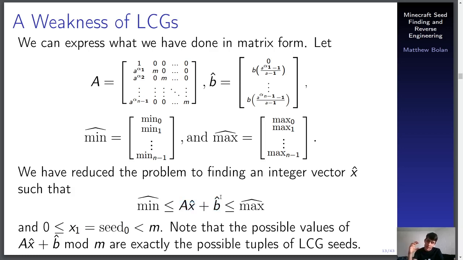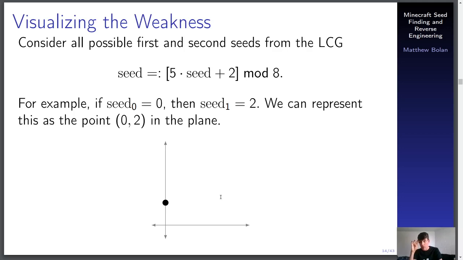But to see why that should be a weakness, we're going to go over and graph some of it. Because all those big numbers that we use in practice are a little terrifying, we're going to consider a much smaller and simpler LCG, which is seed is assigned 5 times seed plus 2 modulo 8. Okay, and we're going to see this weakness that I have demonstrated so far. We're going to see it visually, and hopefully the visualization will help you understand what I'm on about.